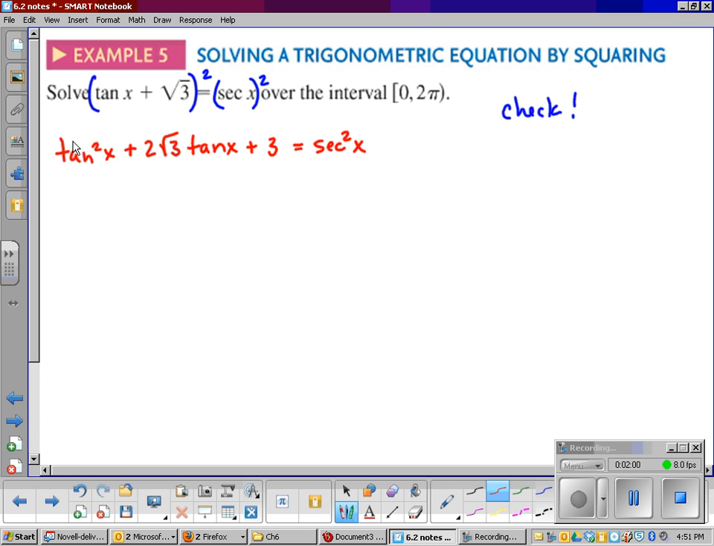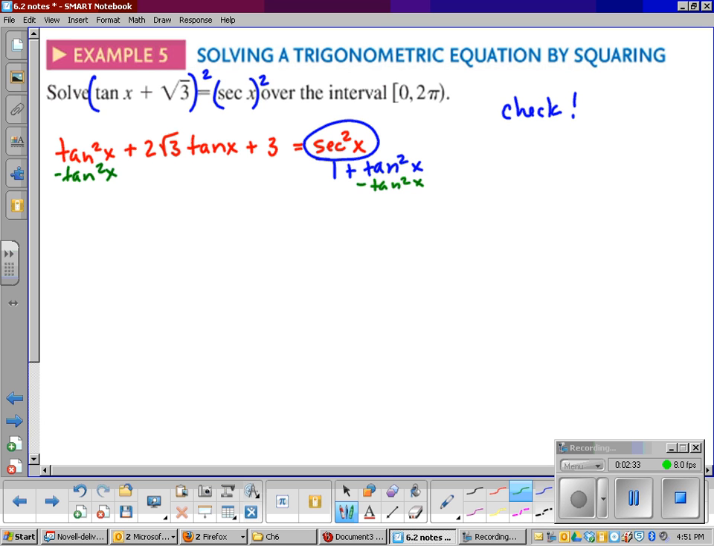Now I've got tangent squared and I've got tangent, and then over here I have secant squared. So I want to make a trig substitution for secant squared. I want to call that 1 plus tangent squared so that I have everything in my equation in terms of tangent. So at first this looks quadratic, so I think, well, I'm going to get everything on one side. Let's start with the squared terms and get them on one side. I'm going to subtract tangent squared from both sides.